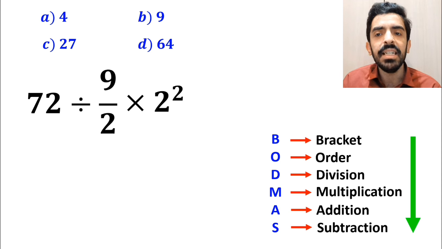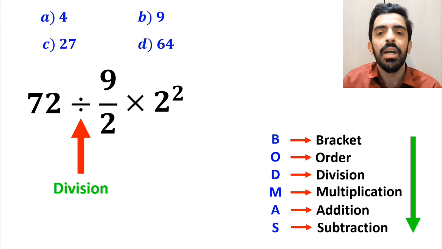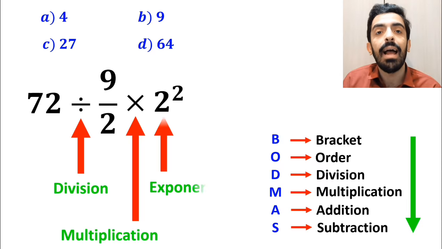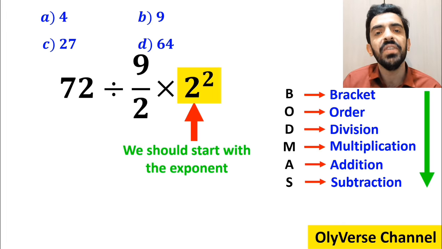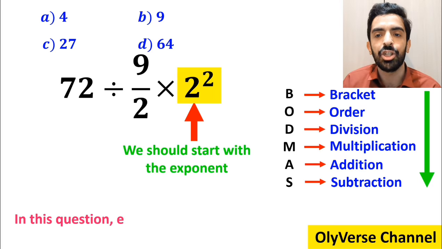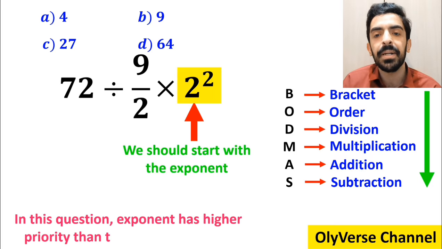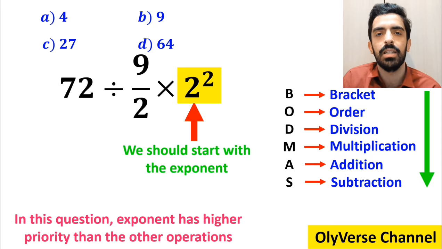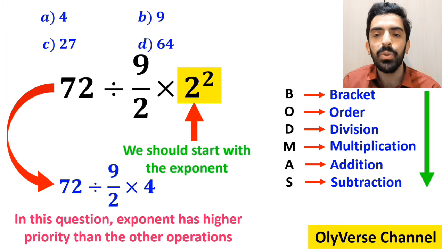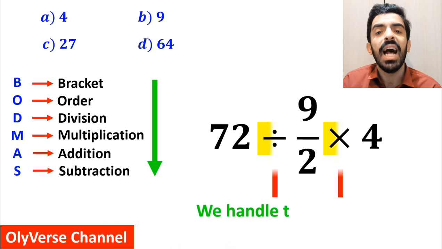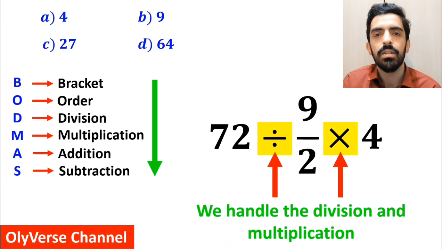Alright, as you can see in the image, in this expression first we have a division sign, then a multiplication sign, and finally an exponent. According to the PEMDAS rule, we should start with the exponent, because in this expression, exponent has a higher priority than the other operations. So, instead of the original expression, we can write 72 divided by 9 over 2 times 4. And the next step, we handle the division and multiplication.